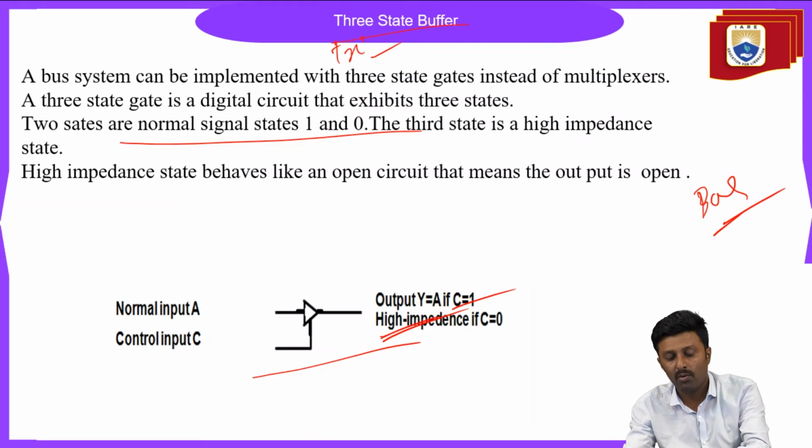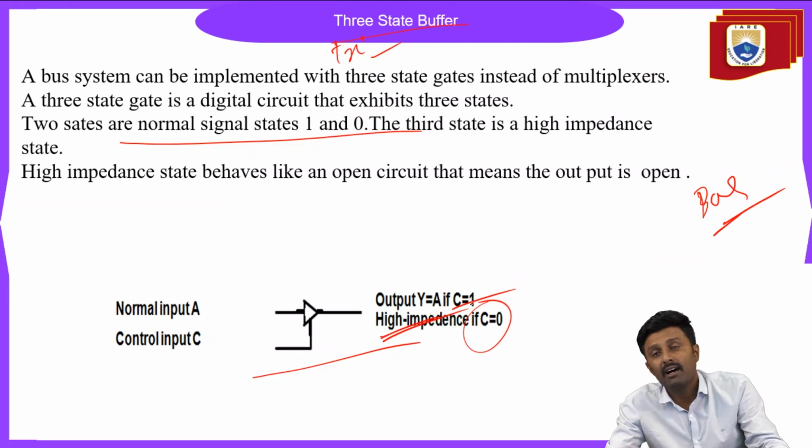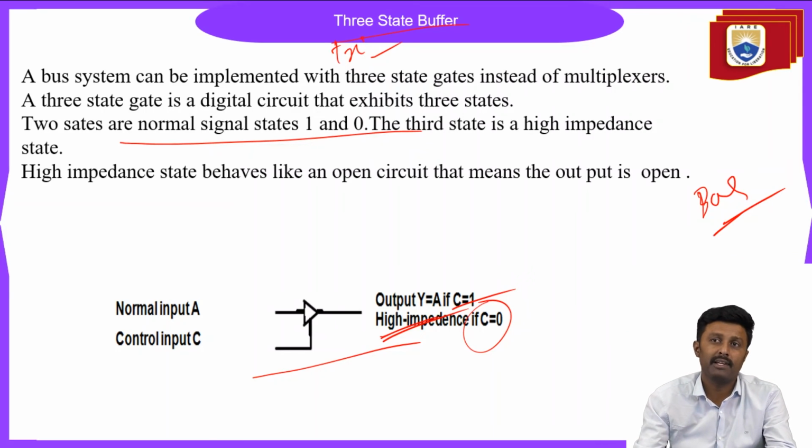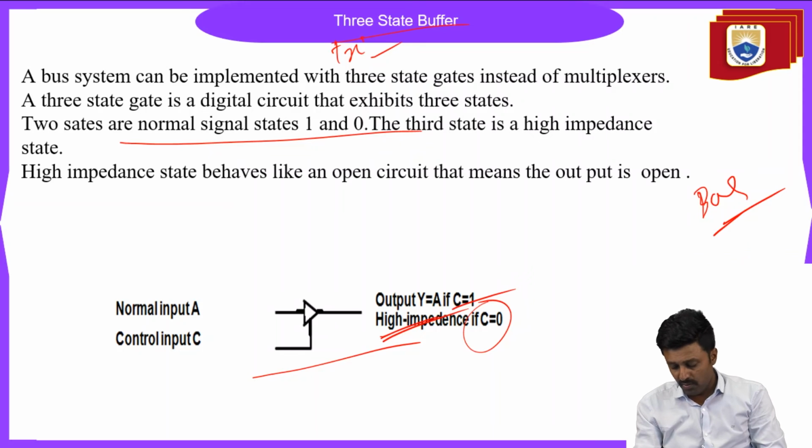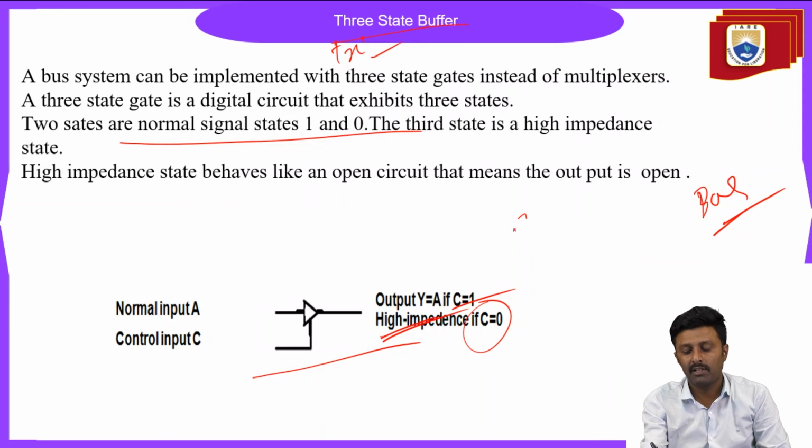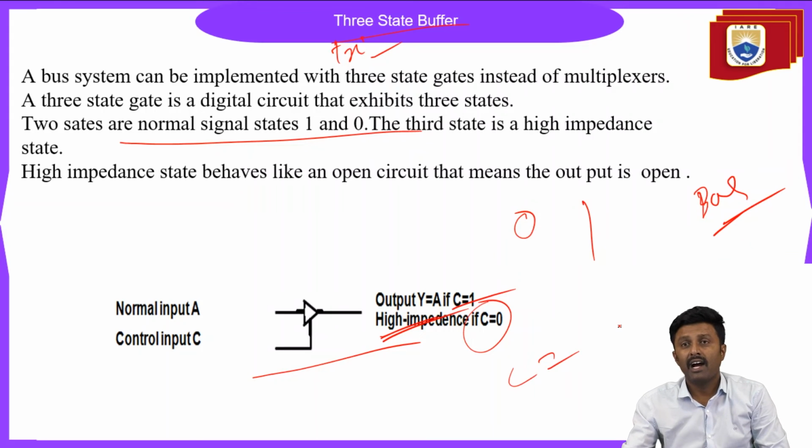If C equal to 0, the output goes to the third state, the high impedance state. The high impedance state behaves like an open circuit. That means the output is open here. So there will be three states: one state is 0, another state is 1, and the third state is the high impedance state in which the circuit is open.